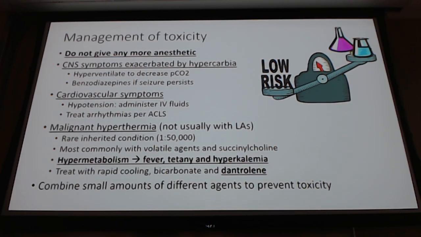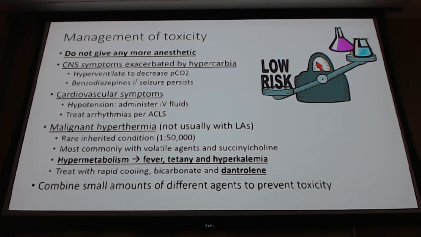And then malignant hyperthermia. This is one of the most important things on this slide. Malignant hyperthermia can kill people, just like the other ones can too, but this is something that is more frequent. Basically, it is a rare inherited condition. So 1 out of 50,000 people this will happen to. Most commonly, it happens with the volatile type of agents as well as succinylcholine. It really happens more commonly with succinylcholine, okay, which is a paralytic.